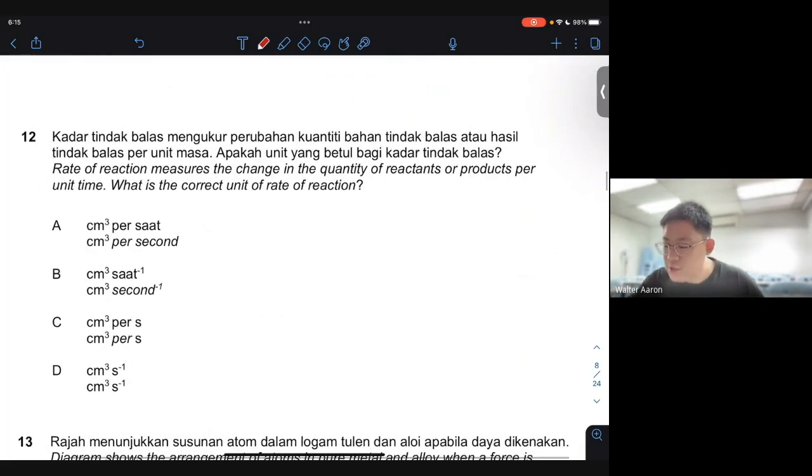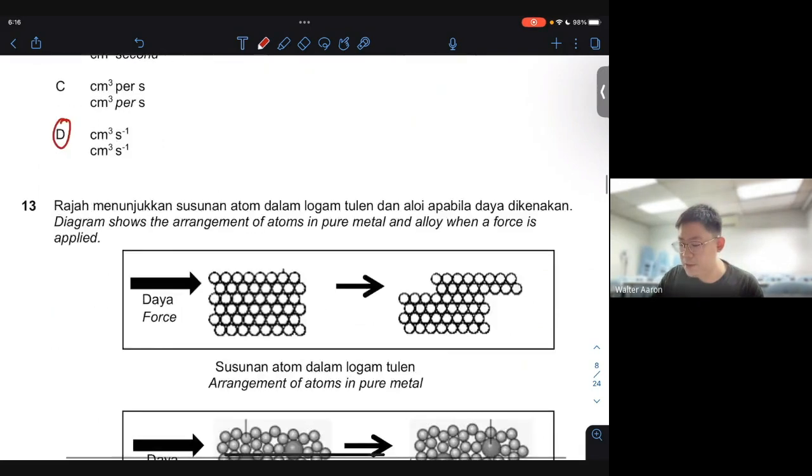Number 12. Rate of reaction is measured in the changes in the quantity of reactants or products per unit of time. What is the correct unit of the rate of reaction? So rate of reaction must have either a change in the volume or the amount of reactants or products over a specific time. So for number 12, the best answer will be D, because it refers to cm cube per second. The rest of it is actually wrong. This looks very weird. So the only possible answer here will be D.